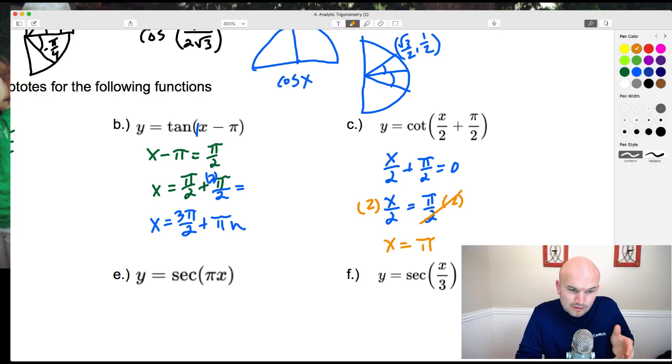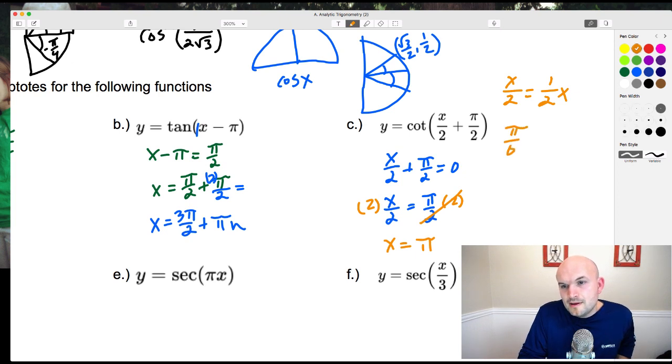But then remember, they occur every period. So what is my new period? So again, when you have x divided by 2, just remember x divided by 2 is the same thing as 1/2 x, okay? So when I want to do my pi divided by b, in this case, for this problem, it's going to be pi divided by 1/2. Therefore, I multiply the reciprocal, and I'd get 2 pi, right? So therefore, it's going to be plus 2 pi.